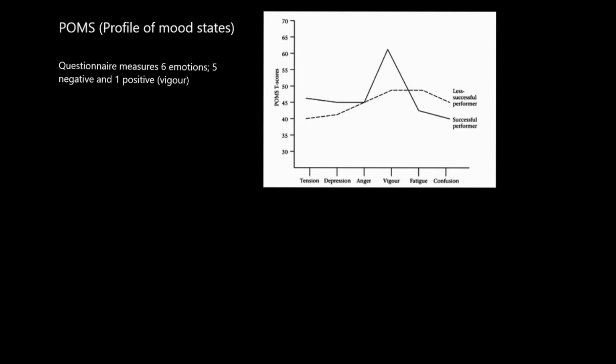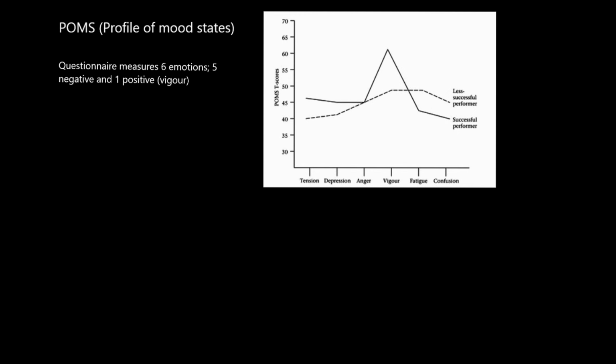Whereas an athlete who is performing really, really well, totally on top of their game, demonstrates this: massively high vigour, and then very low levels in comparison on the other 5 negative emotions. And we call this an iceberg profile. An iceberg sticks out above the sea level. Well, there's the sea level, your less successful performer. And there's the peak of the iceberg of your successful performer sticking out above the top there.